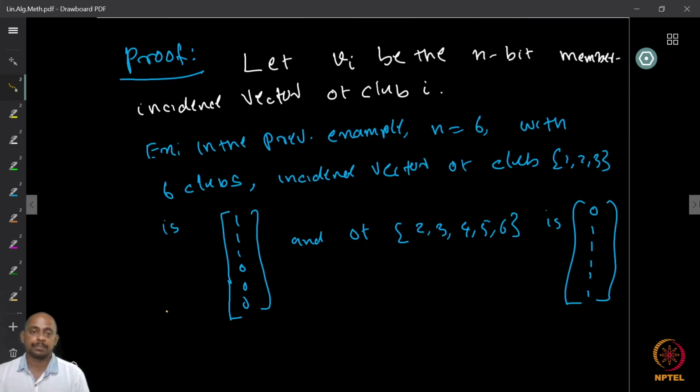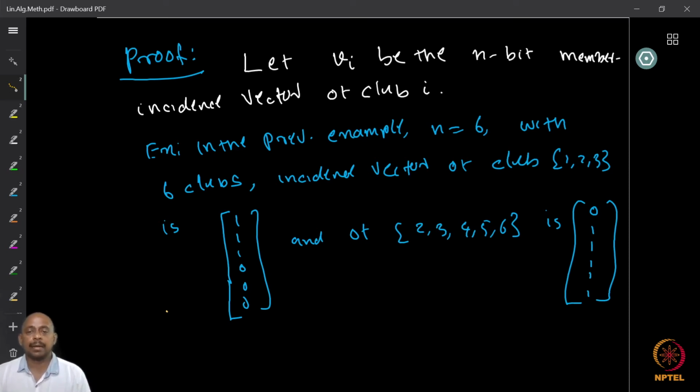Now, let us look at the proof. Okay, so we have the people and the clubs, right? So we have n people in the city, and then we have a number of clubs, let's say.